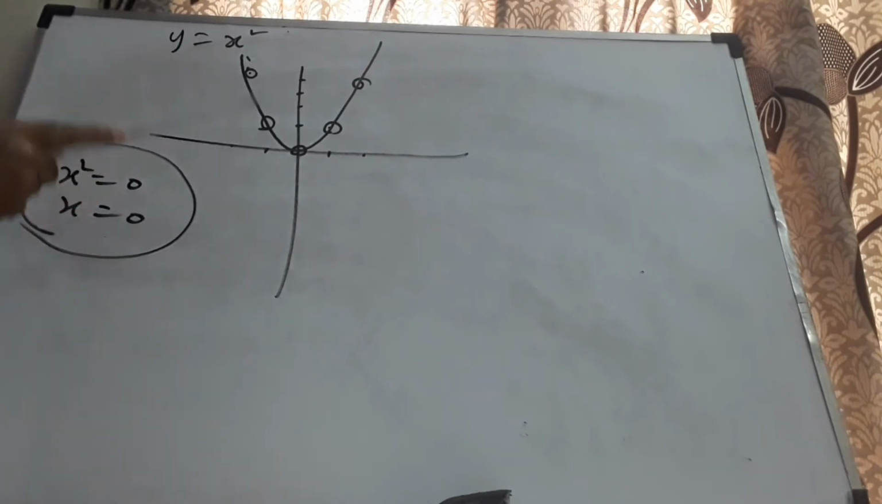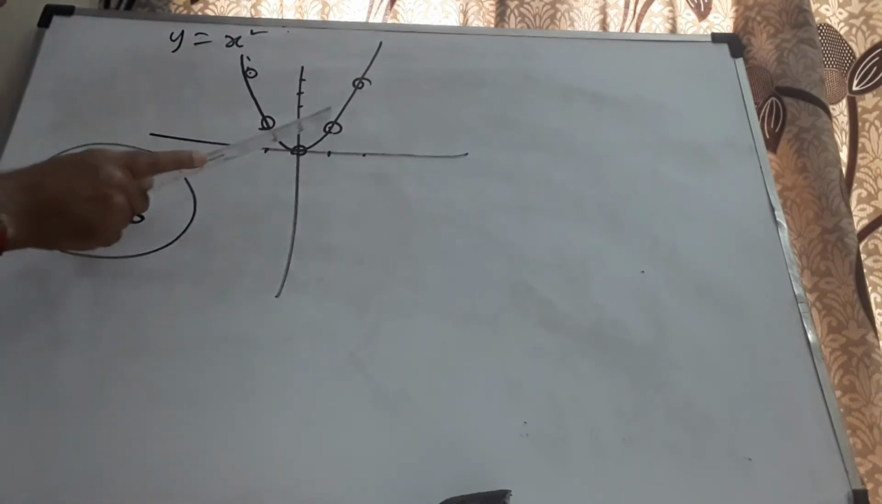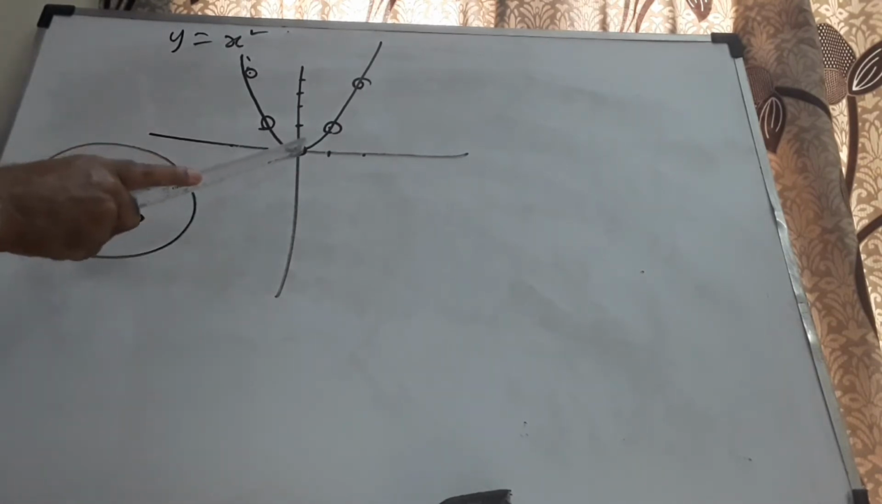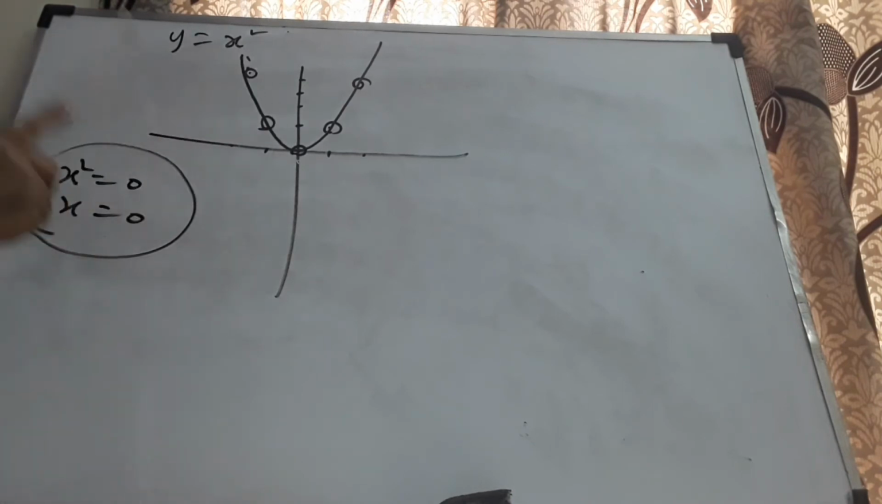Let me repeat. If I take y equal to x square, when x is 0, y is 0. When x is 1, y is 1. When x is 2, y is 4. When x is minus 1, y is 1. When x is minus 2, y is 4. Therefore, joining these points, I'll get a parabola like this. Unlike the previous case, where the curve intersects the x-axis at two distinct points and I get two real zeros which are unequal or distinct, here it will just touch the x-axis. Therefore, the point where it touches the x-axis gives the corresponding equal zeros of the quadratic polynomial.